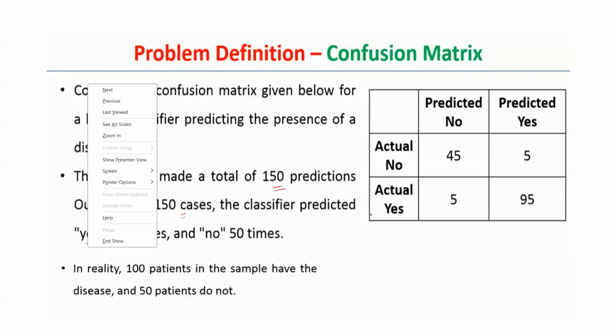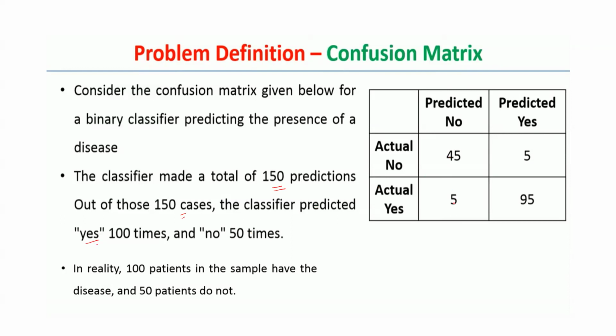Adding this, yes 100 times and no 50 times, gives a total of 150 predictions. In reality, of the 150 patients, 100 patients have the disease and 50 patients do not have the disease. When we feed this information to a particular classification model, how accurately does it predict? Let us see by calculating all these metrics.